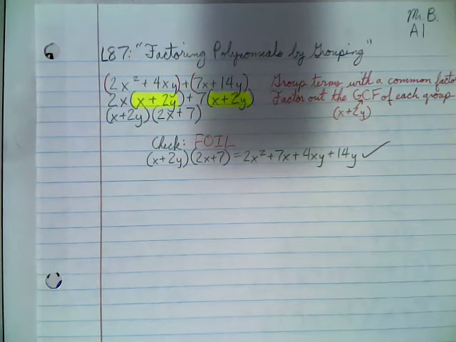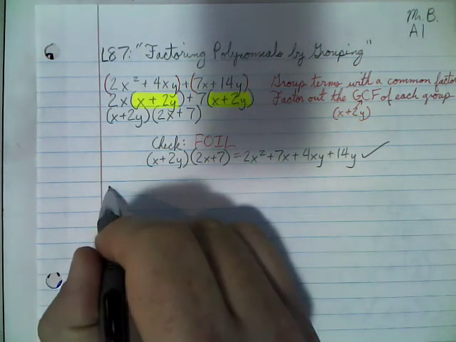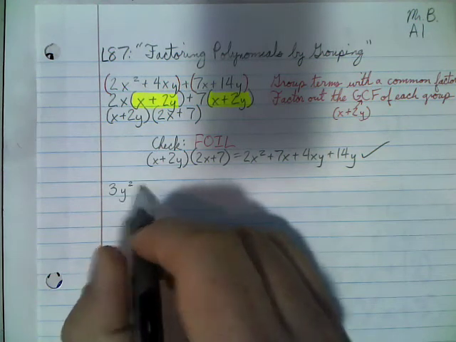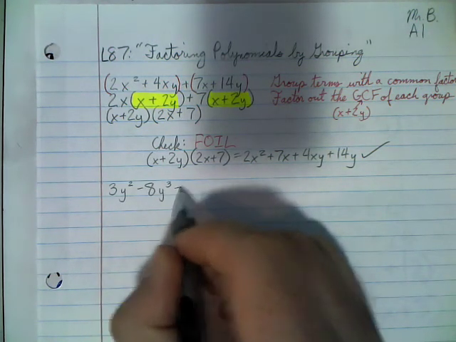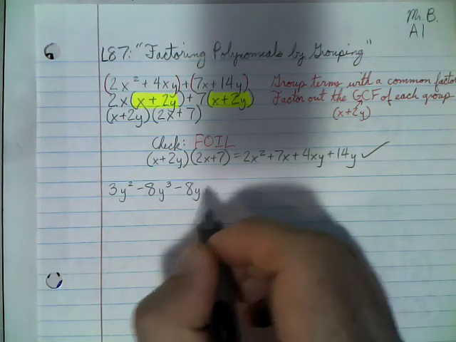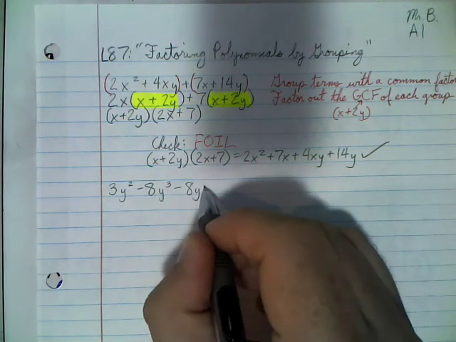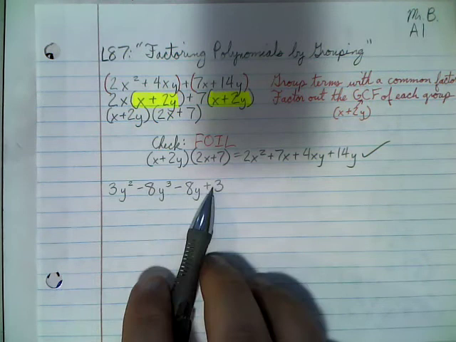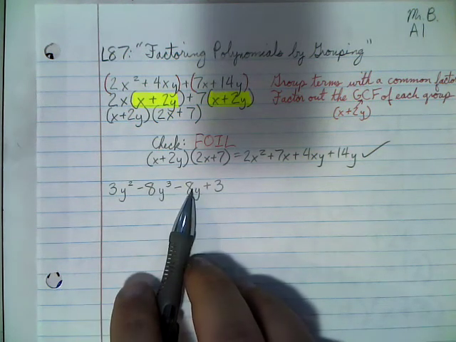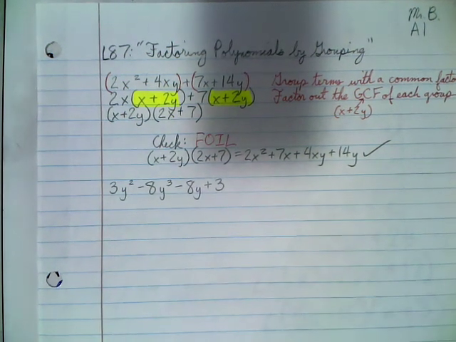So ladies and gentlemen, we're going to practice this a few more times here. So our next example will be 3y squared minus 8y cubed minus 8y and then plus 3. So for this one, I hope what catches my eye catches your eye. I notice 3 and 3. I notice 8 and 8. I'm going to want to put those together. That just looks good to me.